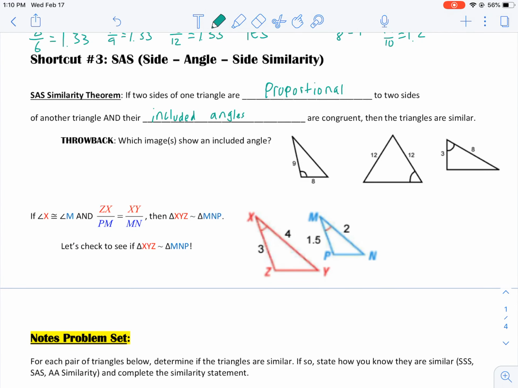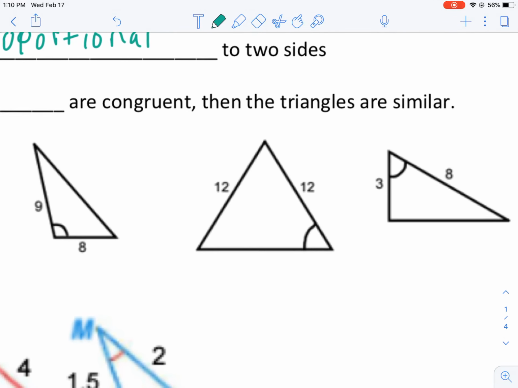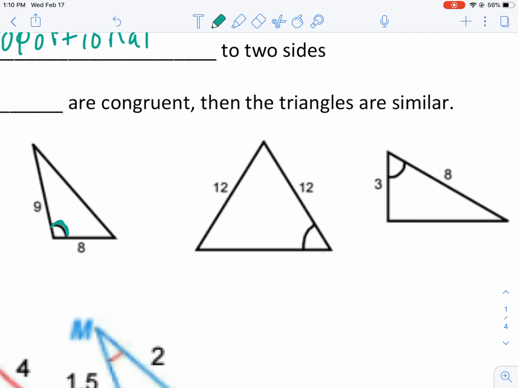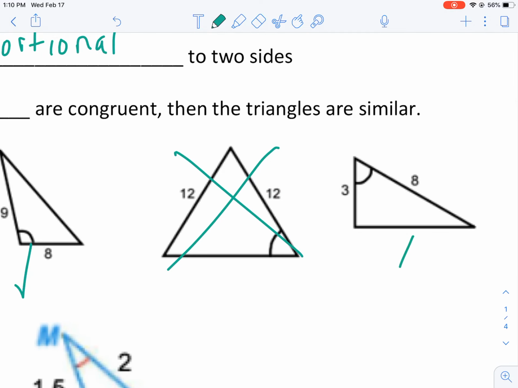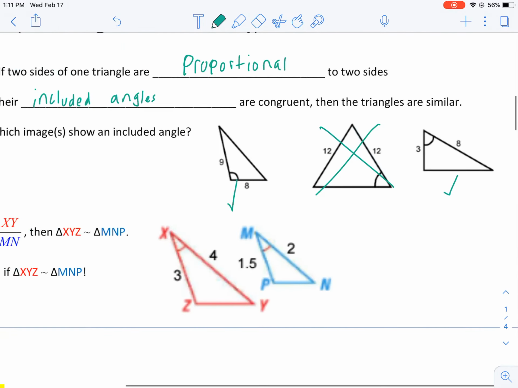Just a reminder, what does an included angle mean? Included angle means the angle is in between the two sides. So this is an included angle. This is not an example of an included angle. The angle's over here on the right, whereas our two sides are here and here. So that angle is not in between the two sides. However, when we go to the last one, this is an included angle. We've got our angle, and it's directly in between the two sides. So it's got to be that included angle in order for SAS to work.